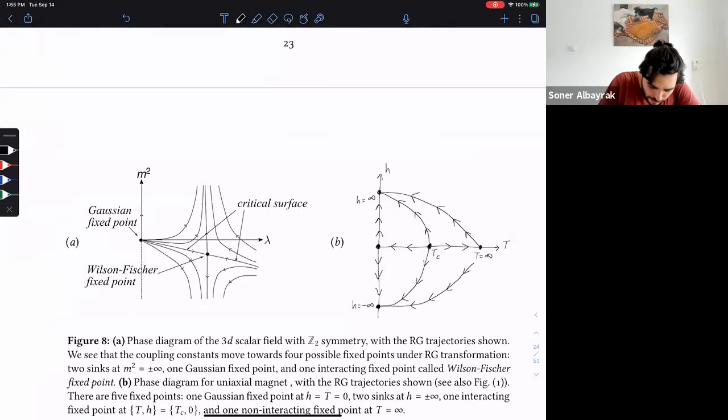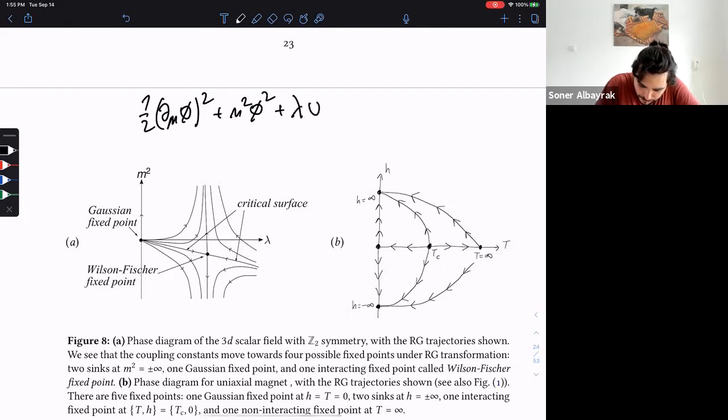For example, this is the model: the Lagrangian, one-half (∂_μ φ)² plus m² φ² plus λ φ⁴. So this is the Lagrangian. Okay, δφ, something like that. In 3D, in d equals 3.